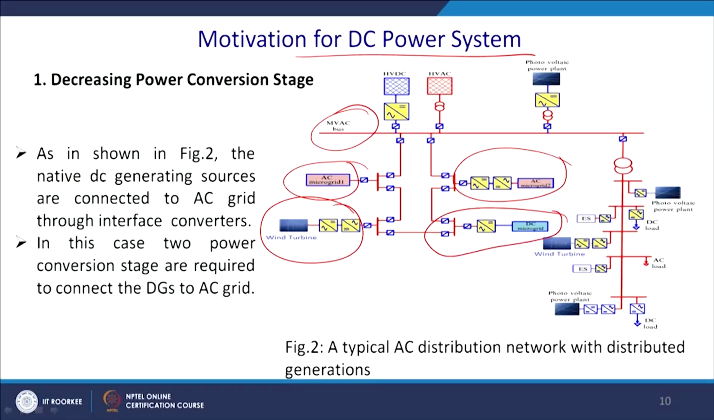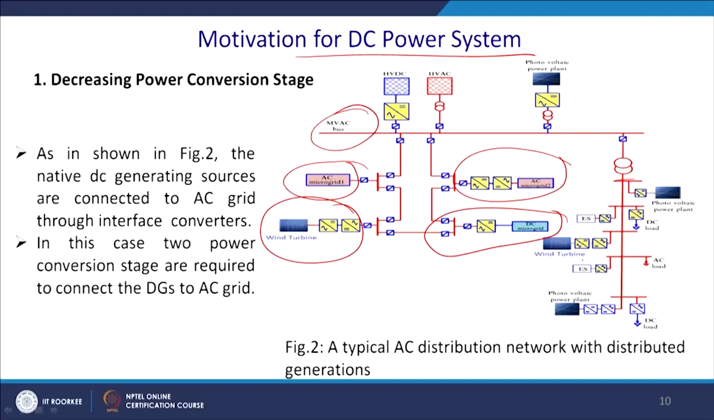Same way you may have a photovoltaic cell. Photovoltaic cell is DC, you can convert it into AC and connect to some AC buses. Thereafter, from there you can have a photovoltaic plant, again you inject in AC. You may have an energy storage system, again you have to convert into AC.